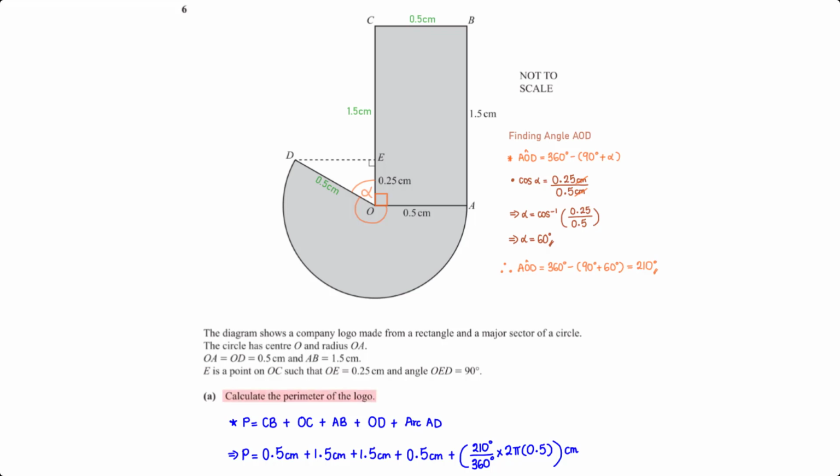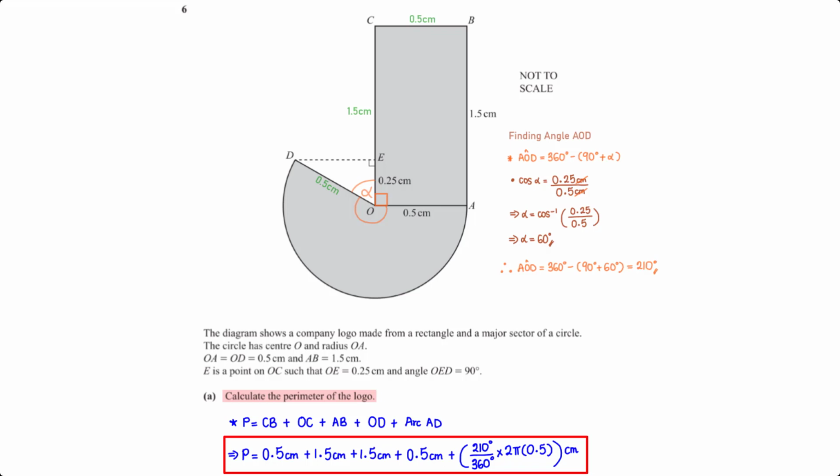The perimeter of the logo is the distance around the shape of the logo. So that would be CB plus OC plus AB plus OD plus arc AD. CB is 0.5 centimeters, OC is 1.5 centimeters, AB is 1.5 centimeters, OD is 0.5 centimeters. To get the distance around arc AD, we use the formula theta over 360 degrees times 2 pi r, where the radius r is 0.5 centimeters.